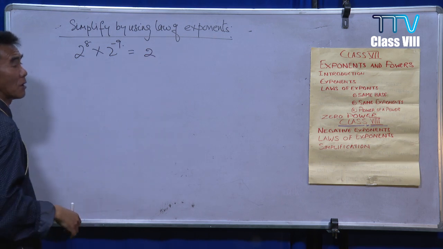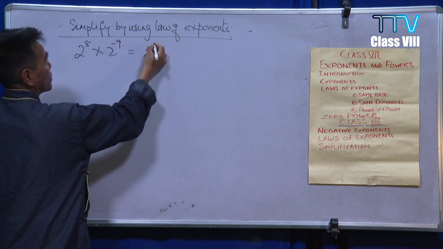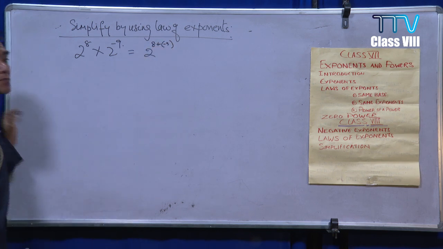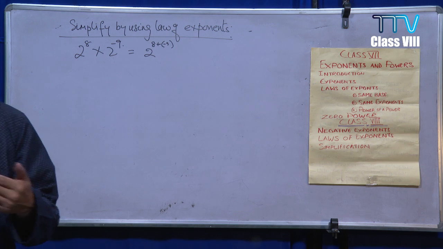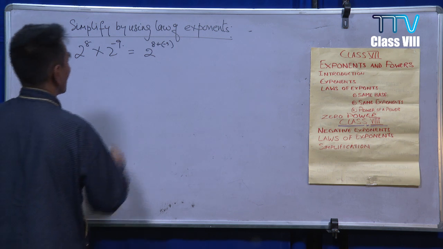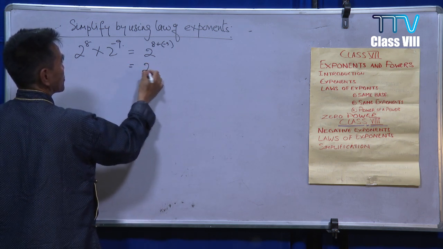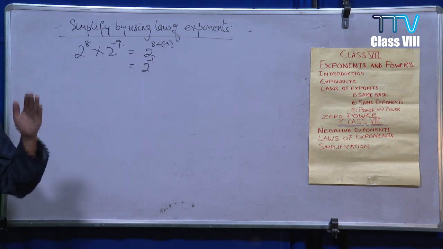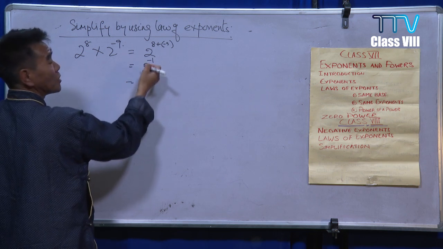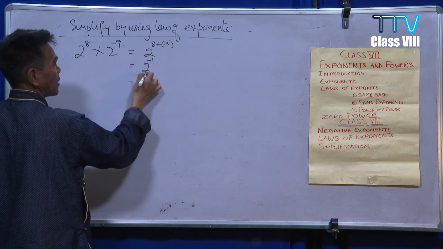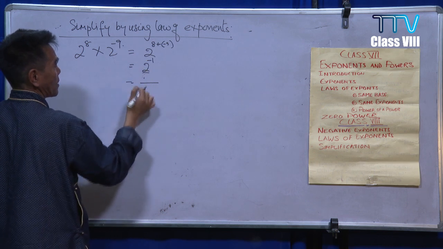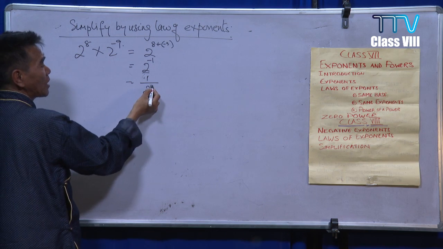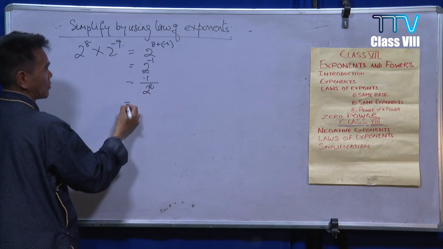In multiplication, the base is common, so the powers are added. The answer is 2 raised to power negative 1. A negative power is written as a positive power in the denominator. 2 raised to power 1 is 2. So we get 1 upon 2.